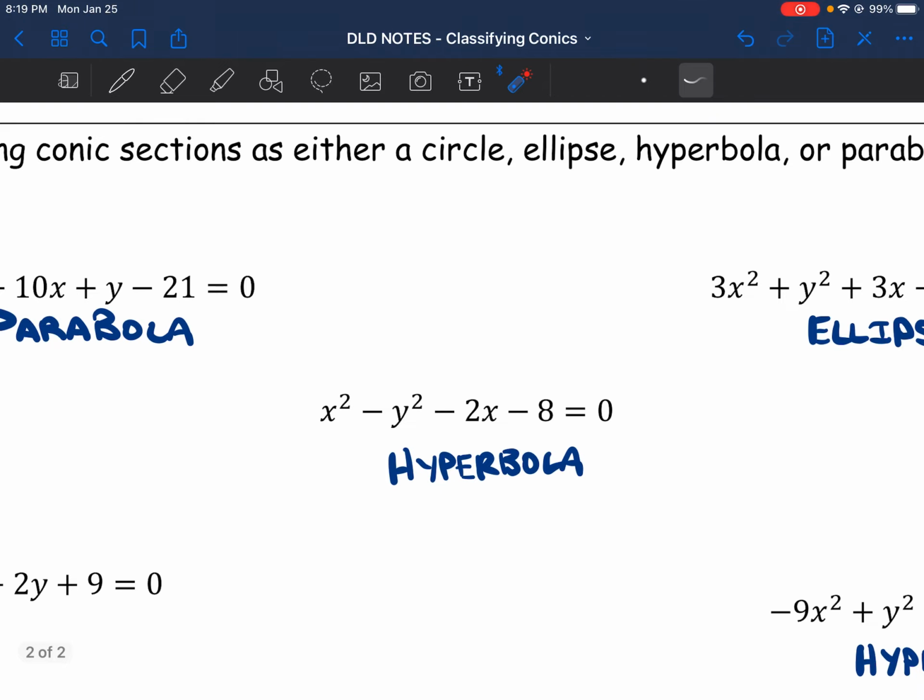In our next example, x squared minus y squared minus 2x minus 8 equals 0. A is 1, b is negative 1. Neither of them are 0, so it's not a parabola. The two numbers are not equal to each other, so it's not a circle. And the two numbers do not have the same sign. A is positive, b is negative. So this is an example of a hyperbola.